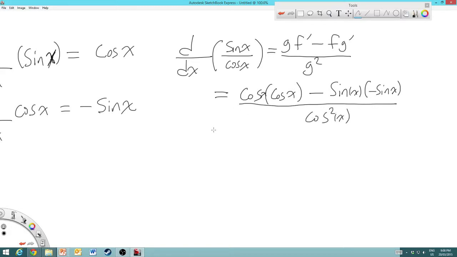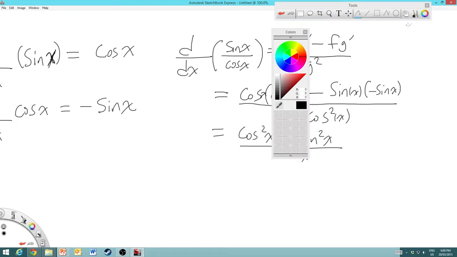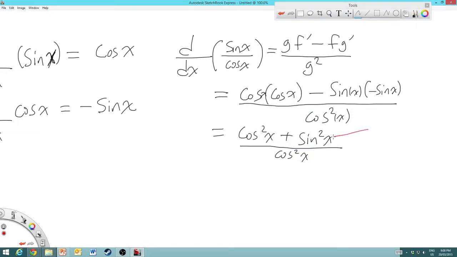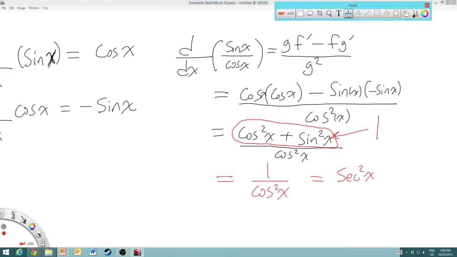Alright, let's simplify a few things. This is going to be cosine squared x. Negative sine times negative sine is positive sine squared x, all divided by cosine squared x. And if you hopefully remember this from previous math classes, cosine squared plus sine squared is really just equal to 1. So this becomes 1 over cosine squared x, which is really just secant squared x. Right. And there you go. There's our derivative of tangent.